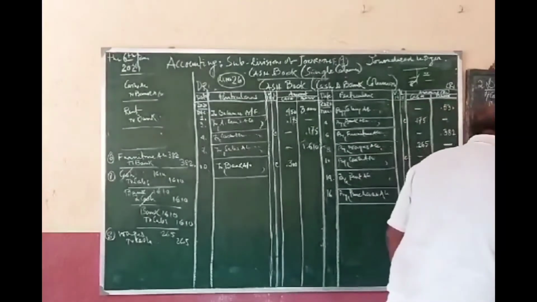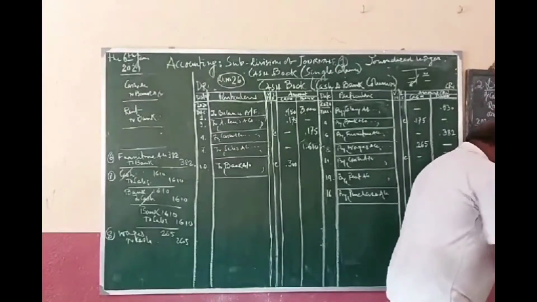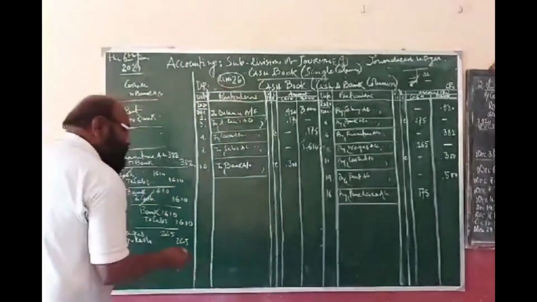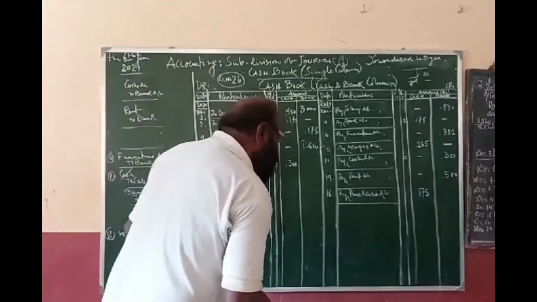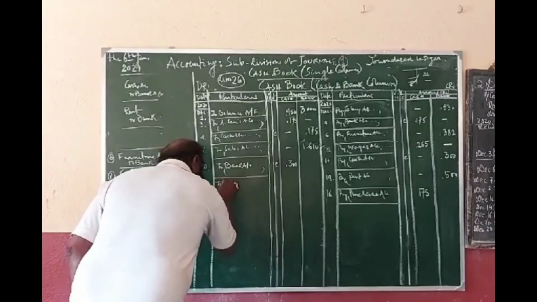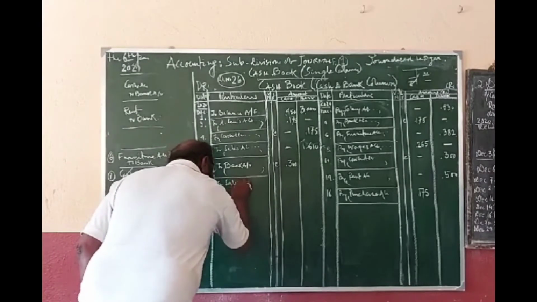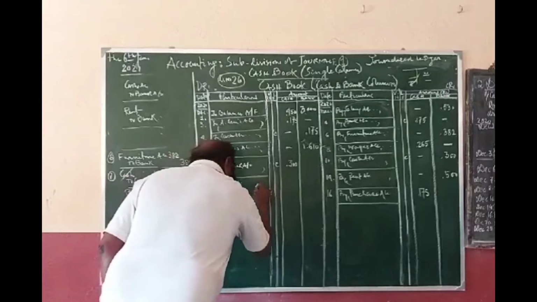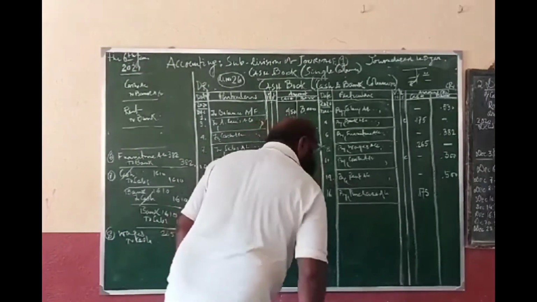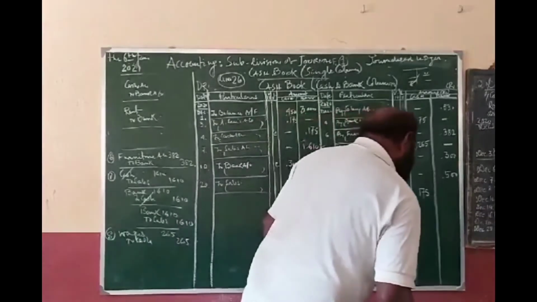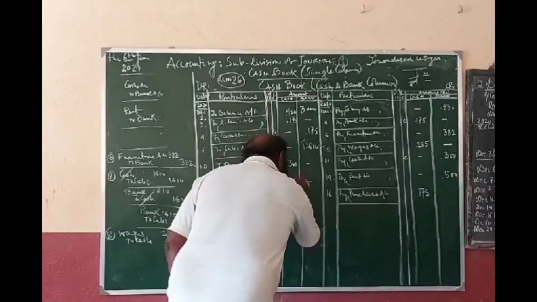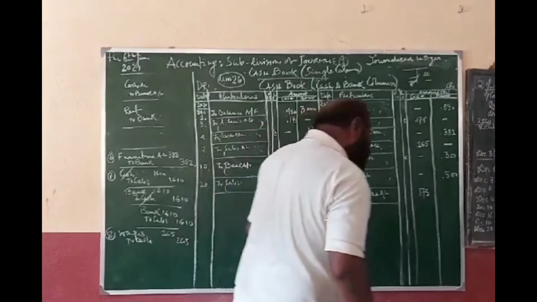Clear? Sold goods for cash. So 860. Sold goods for cash. Cash account debit to sales. So it should be to sales. Being the goods sold for cash. $860.